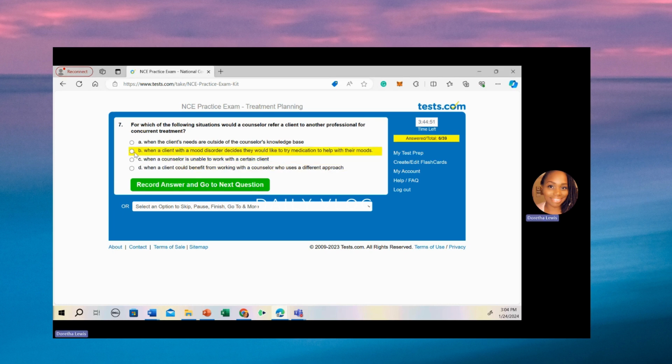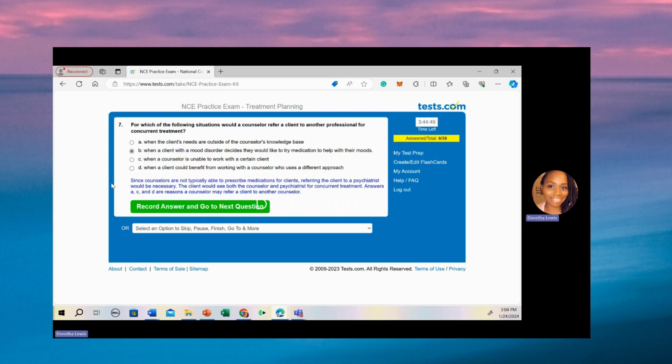We're going to go with B. Since counselors are not typically able to prescribe medications for clients, referring the client to a psychiatrist would be necessary. The client will see both the counselor and the psychiatrist for concurrent treatment. Answers A and C are reasons a counselor may refer a client to another counselor.